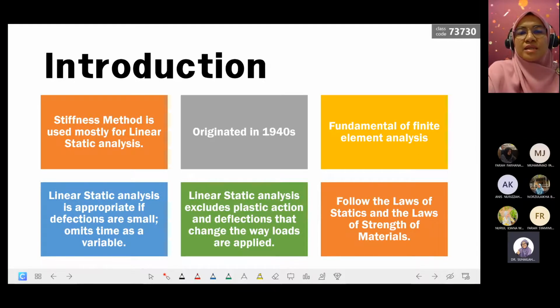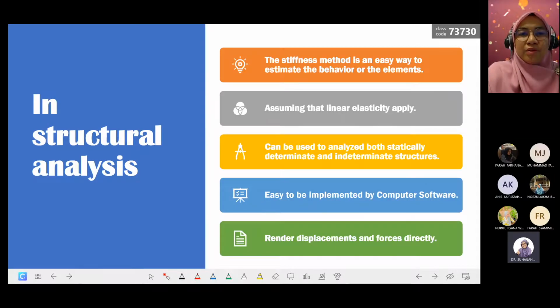Okay, and of course in static analysis, what we follow is law of static and law of strength of material. Okay, law of strength of material including the effect of axial rigidity as well as flexural rigidity. Axial rigidity is for truss, flexural rigidity is for beam as well as frame. Okay, so stiffness method is actually an easy way to estimate behavior of element. Behavior in structural analysis is actually representing displacement. Okay, displacement is actually behavior.